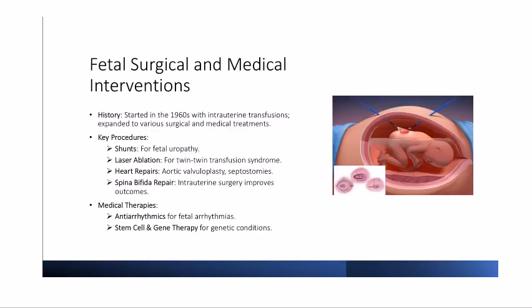Fetal interventions began with intrauterine transfusions and now include surgeries for spina bifida, twin-twin transfusion syndrome, and congenital heart conditions. Medical therapies, such as antiarrhythmics for fetal arrhythmias, are also available. New treatments like gene therapy and stem cell interventions are emerging for select genetic conditions.